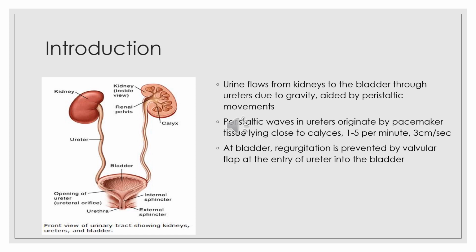This peristaltic wave pushes the urine into the bladder. And at the bladder, there is a valvular arrangement at the point of entry of ureter into the bladder. And also this ureter turns horizontally before entering the bladder. So this valvular arrangement at the end of ureter and the position of ureter prevent the backflow of urine from bladder into the ureter when the bladder contracts.